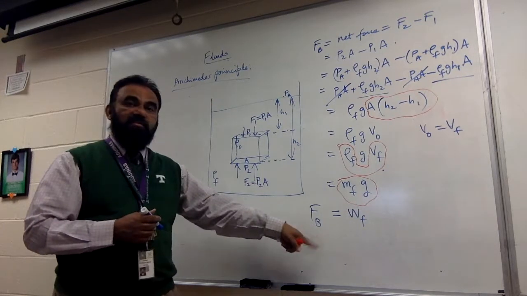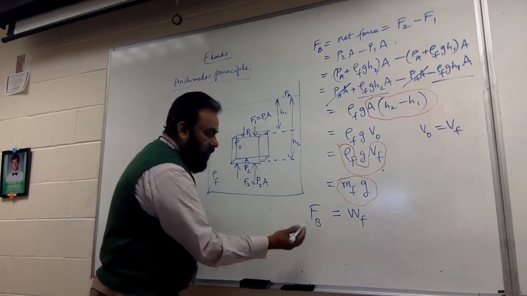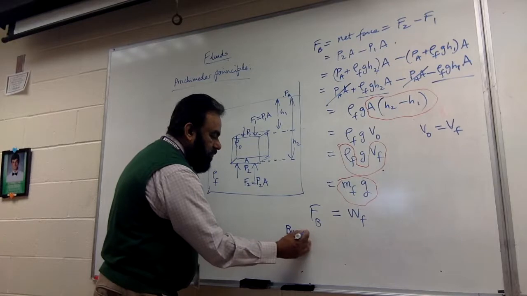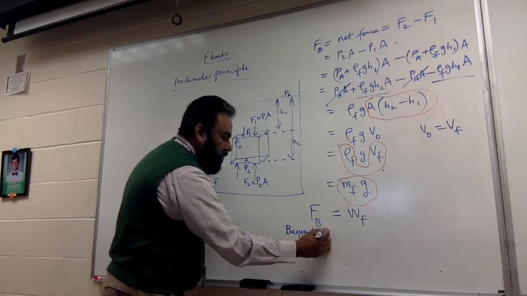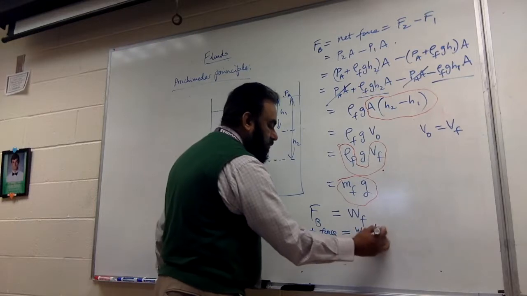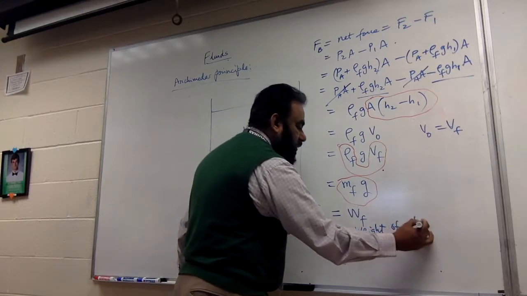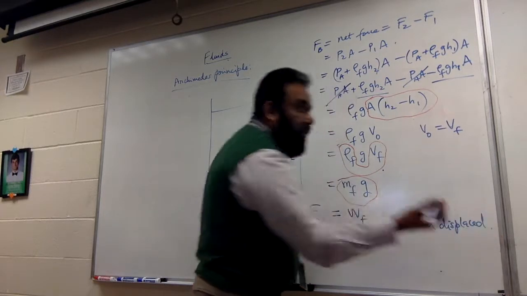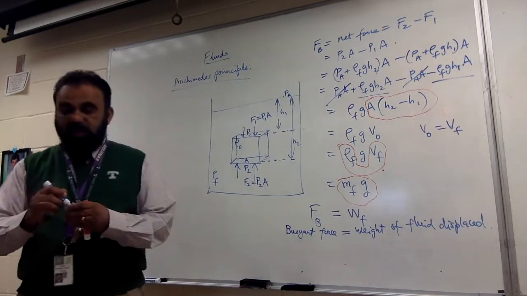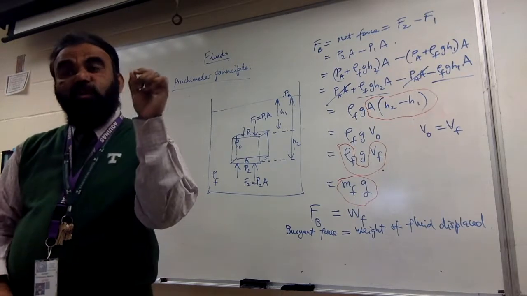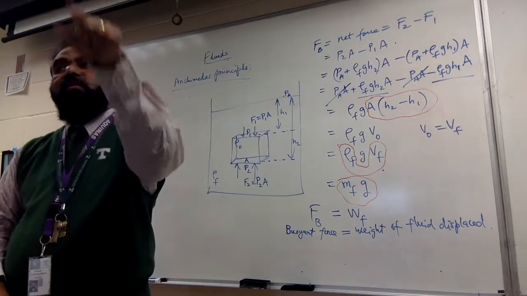Archimedes' principle is this. So you can write it down: the buoyant force is always equal to the weight of fluid displaced by the object. So if there's any object that is going into a fluid, it's going to displace the fluid. And how much weight of fluid is displaced is the buoyant force.